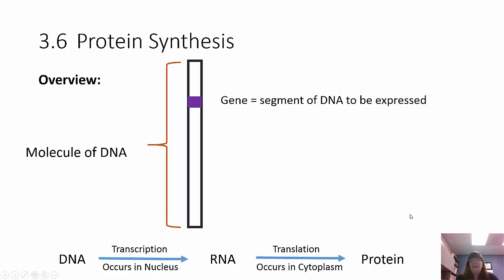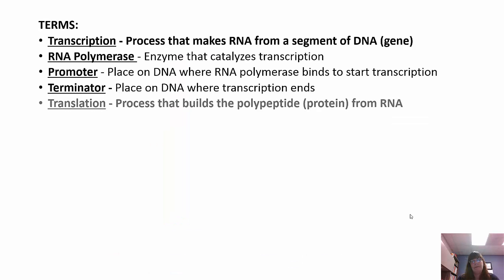An overview of protein synthesis. So if we want this particular gene segment to be expressed, what's going to happen is the DNA will transcribe a piece of messenger RNA in the nucleus, and then that messenger RNA will leave the nucleus and go to the cytoplasm, where it will bind to a ribosome to be translated into a protein.